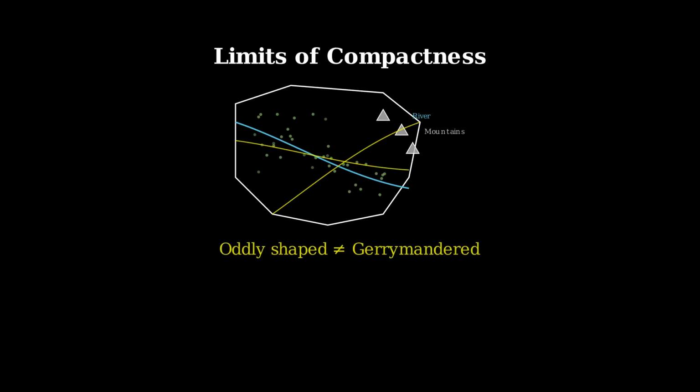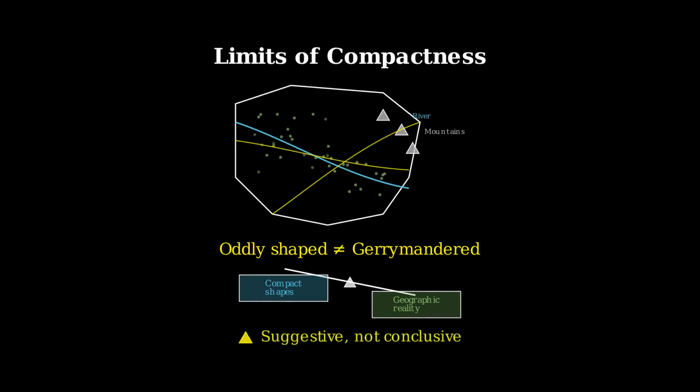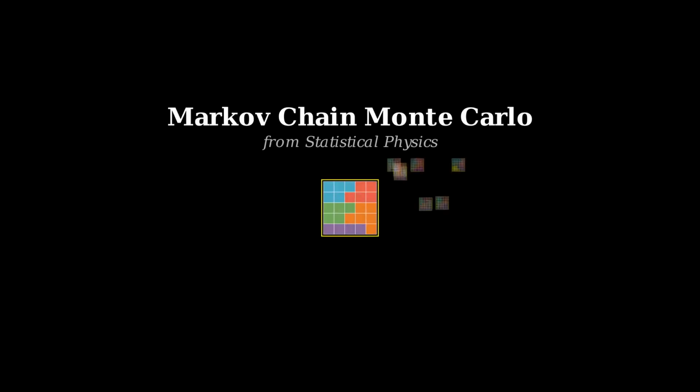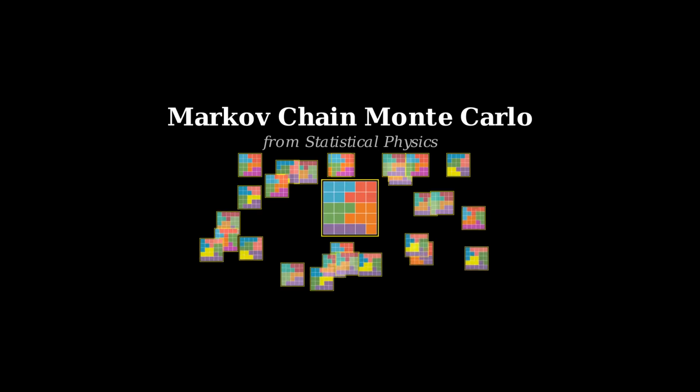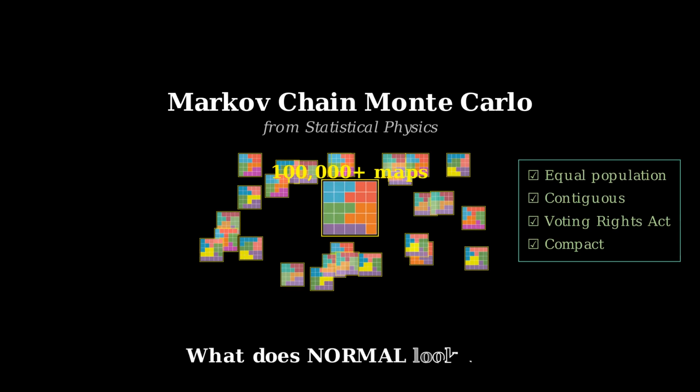Geography isn't uniform. Rivers, mountains, and the shapes of states themselves impose constraints. A perfectly fair map might still have oddly shaped districts simply because the population lives in oddly shaped patterns. So compactness is suggestive, not conclusive. This brings us to the most powerful mathematical tool in the anti-gerrymandering arsenal, and it comes from an unexpected place: statistical physics. It's called Markov chain Monte Carlo, or MCMC.